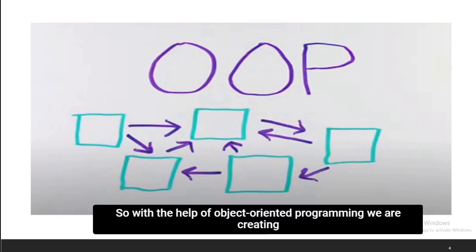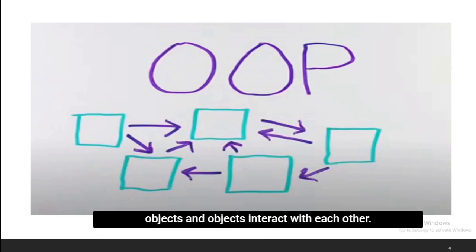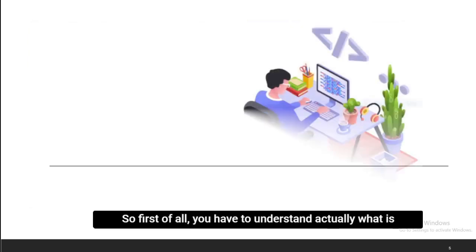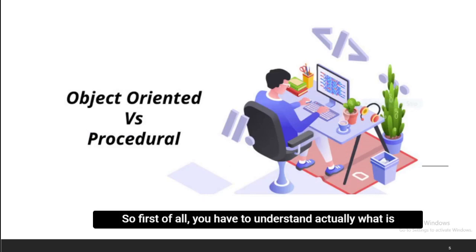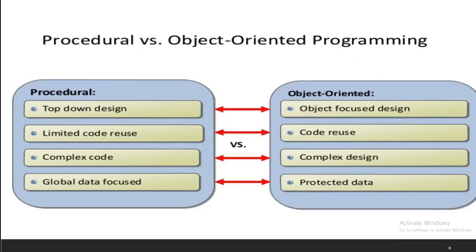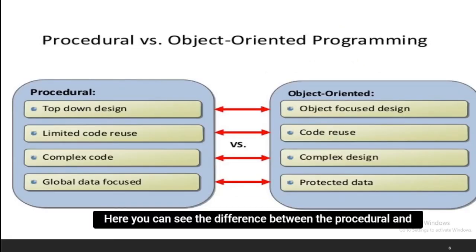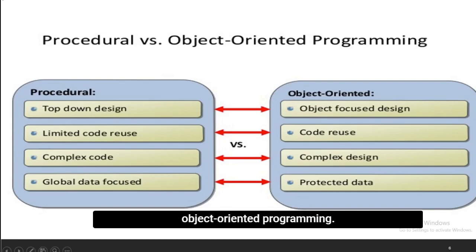So with the help of object oriented programming we are creating objects and objects interact with each other. That is totally different from procedural programming. First of all you have to understand what is object oriented programming and what is procedural, structural programming. Here you can see the difference between the procedural and object oriented programming.